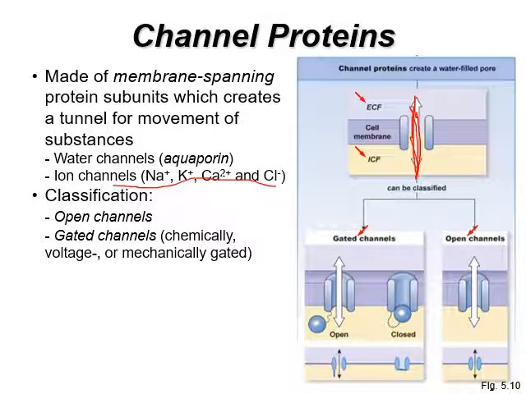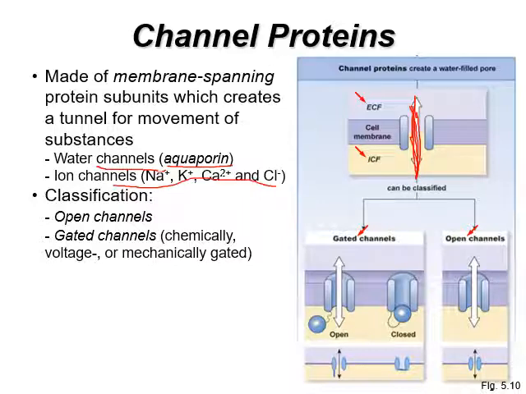There are also channels for our small molecule water. We already saw that water can move through the membrane, but water has to kind of wiggle through, and it's slow. If we needed to move water very quickly in and out of the cell, we can have a channel called an aquaporin that would allow water to rush through.